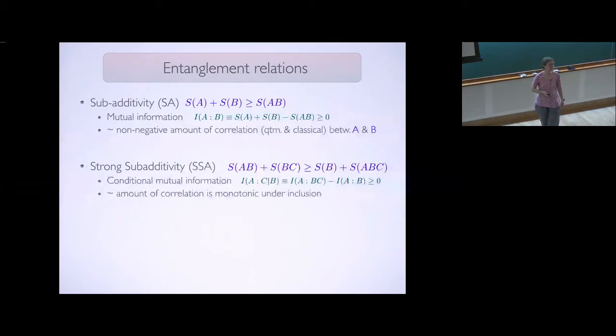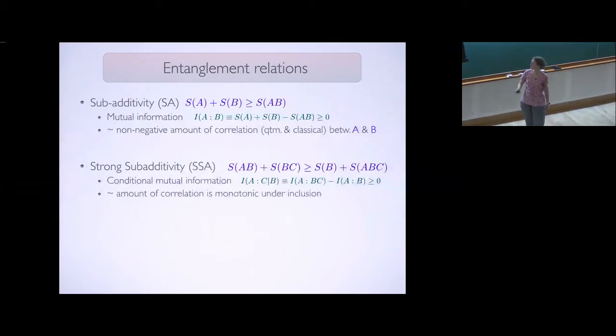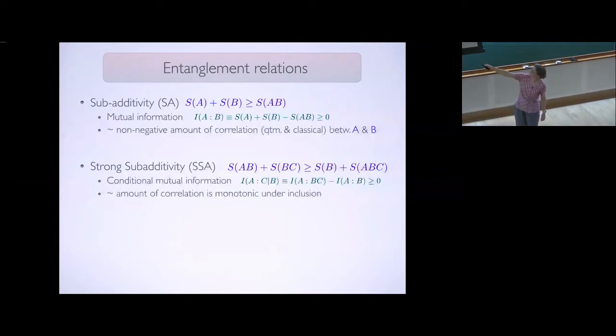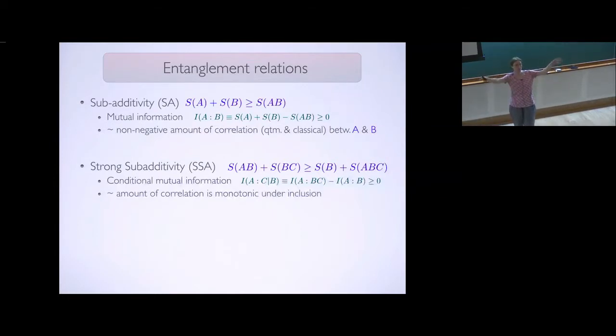And you can express that as a positivity of conditional mutual information, which is defined as taking the mutual information between the system A and the combined system BC, and then subtracting off just the one with the system B. And so the statement tells us that this amount of correlation, this mutual information, is monotonically increasing under inclusion, which makes perfect sense. If you have two systems that have some amount of correlation and you enlarge one of them, well, certainly the correlation can't decrease.